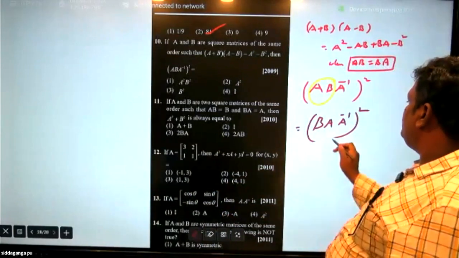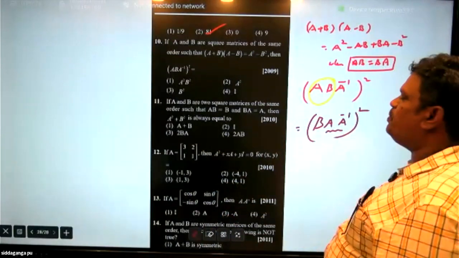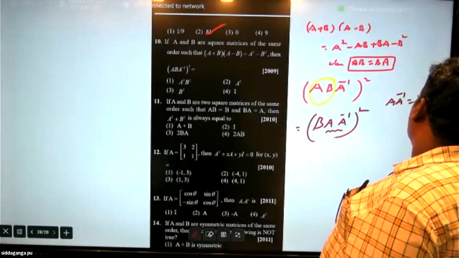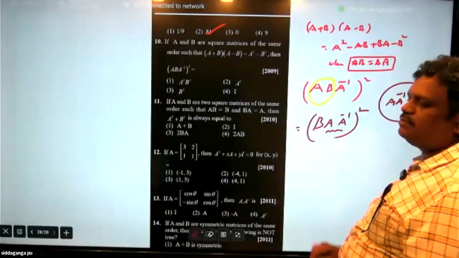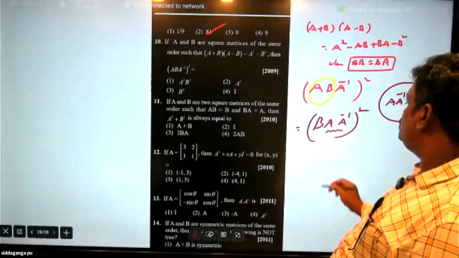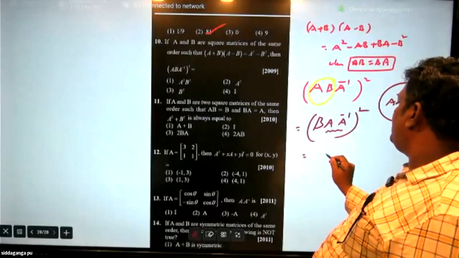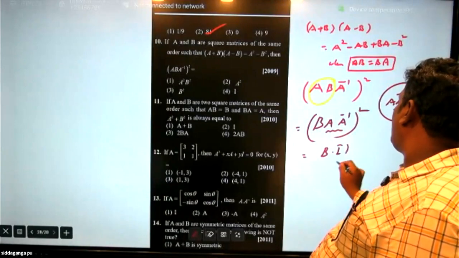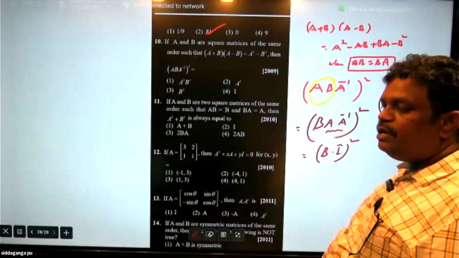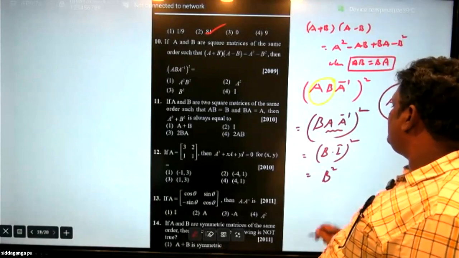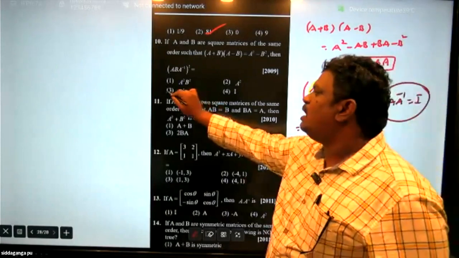Now here, one property: a matrix and its inverse product must and should be an identity matrix. So A into A inverse is equal to I. B into I whole square means B into an identity matrix, which is B only. Then that value is B square, which is the answer.